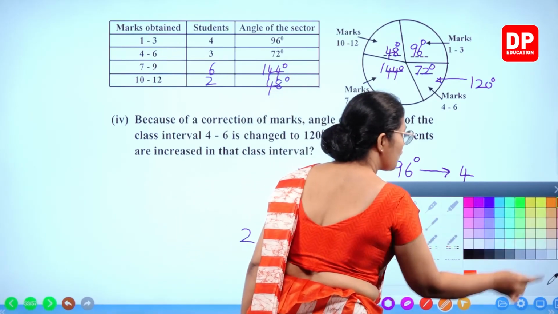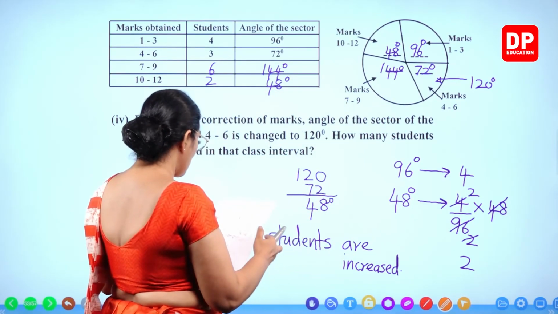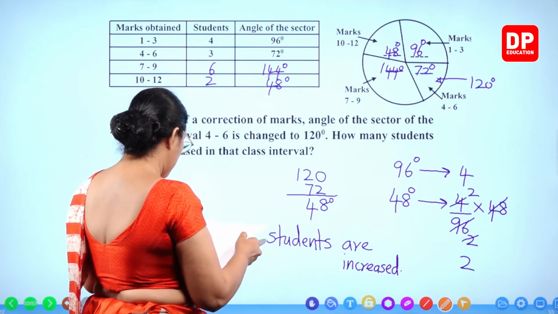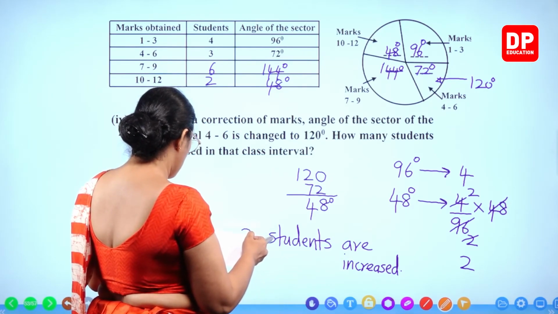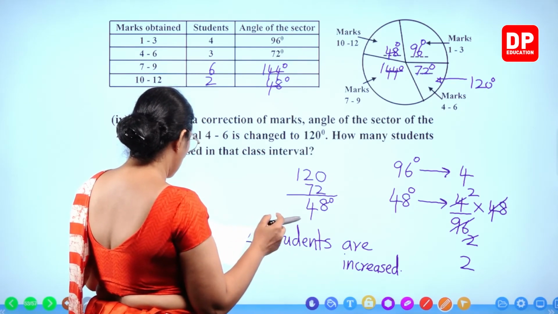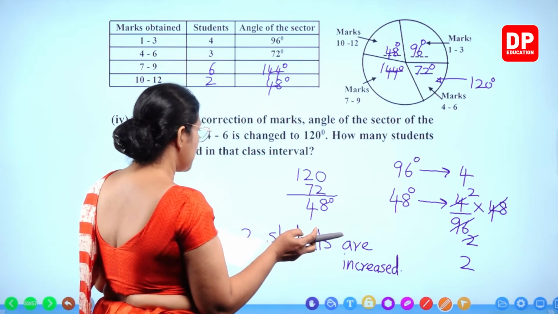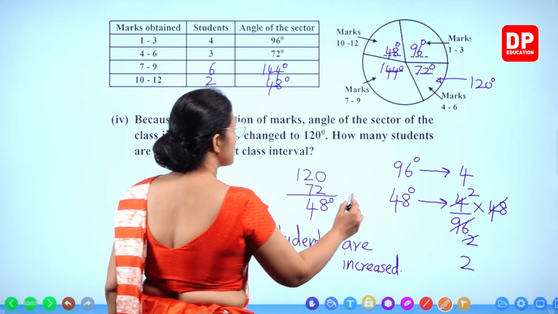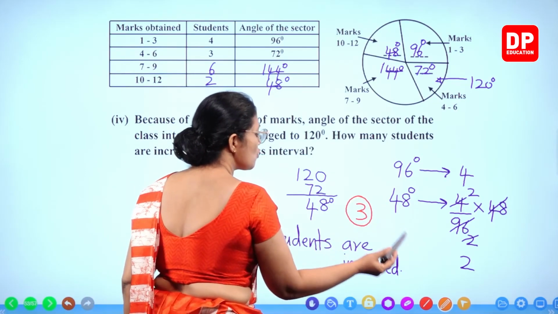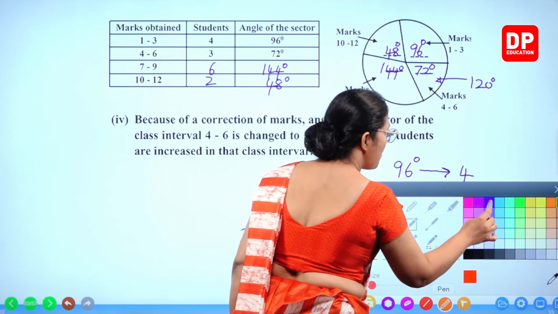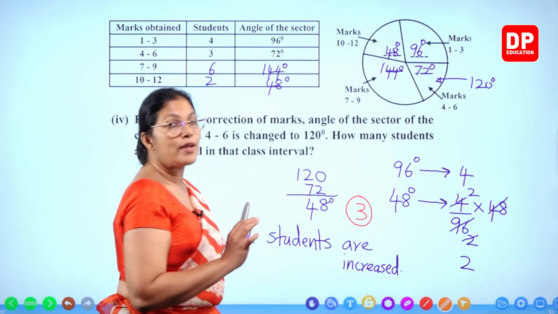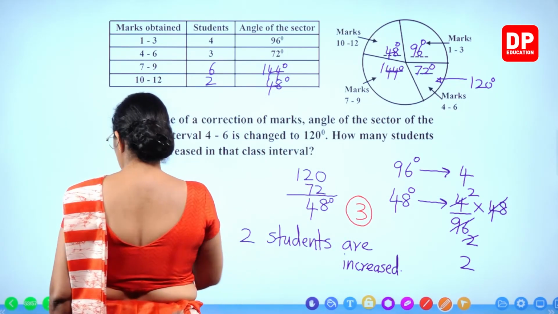So how many marks for that? So you are getting 3 marks for that. So finding the extra angle and then finding how many students, that's 3 marks. So altogether we get 10 marks for the whole question. Let's do the last question.